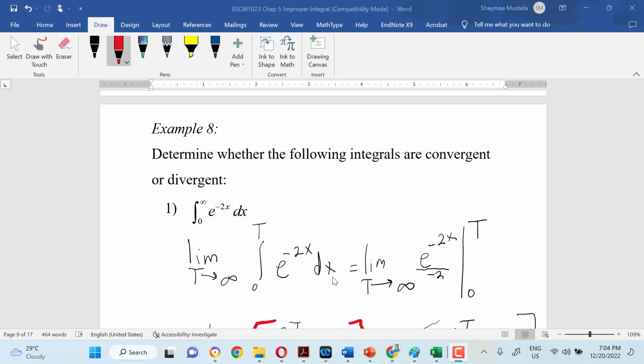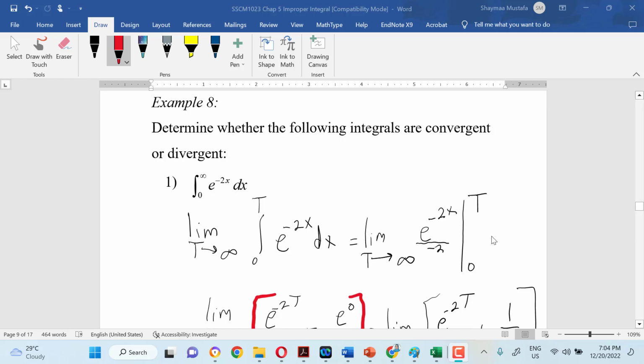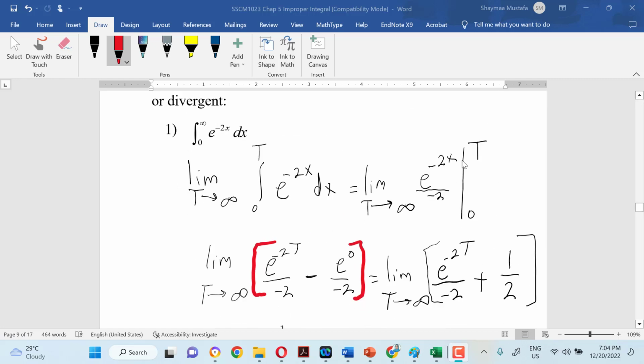Now I need to evaluate this integral. The integration of the exponential function is the same, exponential minus 2x. I will divide by minus 2 because x is multiplied by minus 2. So the integration is exponential minus 2x over minus 2, with boundaries from 0 to t. So I substitute t: exponential minus 2t over minus 2, minus the substitution of 0: exponential 0 over minus 2. And for this result, we have to take the limit when t goes to infinity.